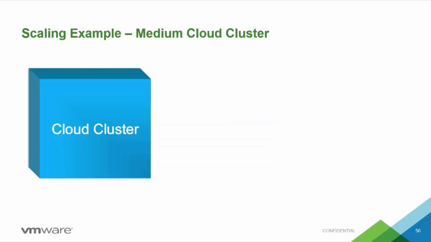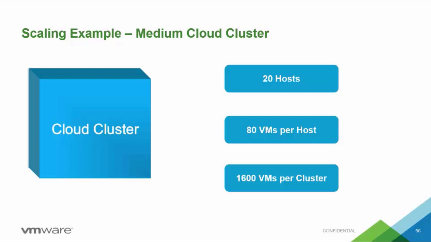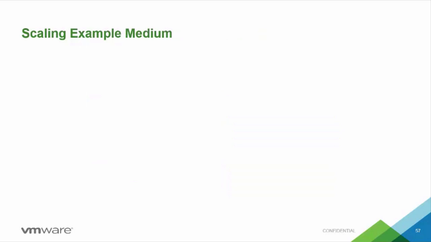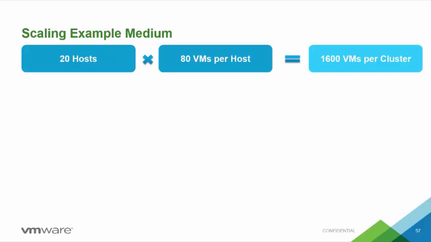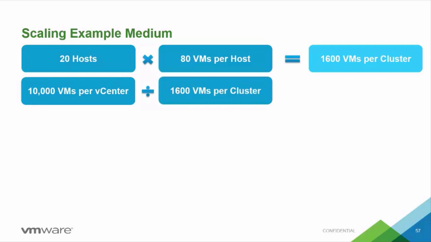So let's take an example of a cloud cluster design. Let's take a medium cloud cluster. As we've seen in the previous section, if we put the values of 20 hosts to it and 80 VMs per host, that's going to give us 1600 VMs per cluster. Now what we're going to do here is apply some figures to that, and based on some of the maximums that we have, we're going to see exactly what we can get in as we scale out. So 20 hosts, 80 VMs, 1600 VMs per cluster. Now with our maximum of 10,000 VMs per vCenter, we're just going to divide that by the number of VMs per cluster. And what we'll see is that will give us 6 clusters per vCenter.